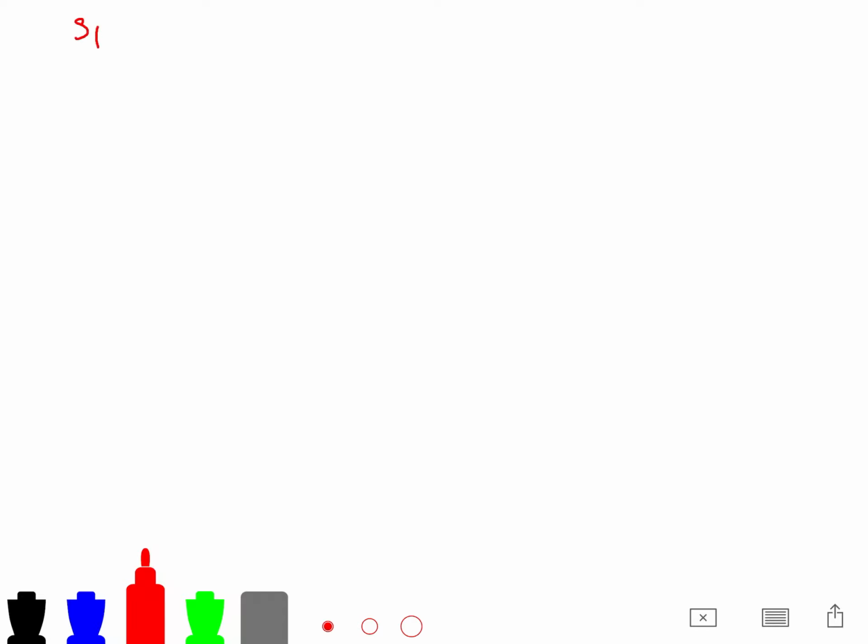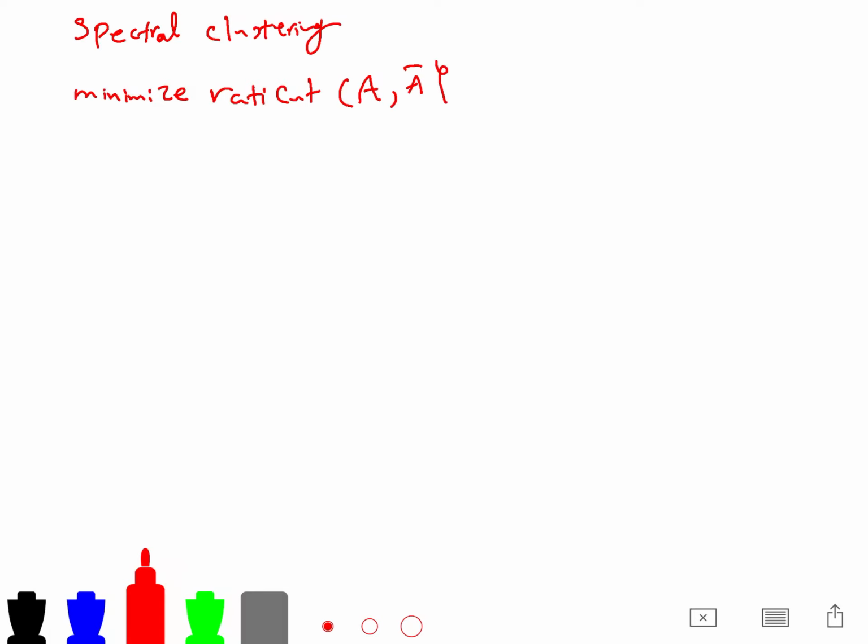All right, so let's talk about spectral clustering, which is a more advanced clustering technique in comparison to very simple k-means clustering, for example. And the idea is that you want to minimize the ratio cut of A and A bar. Before that, I think I need to talk about these points.